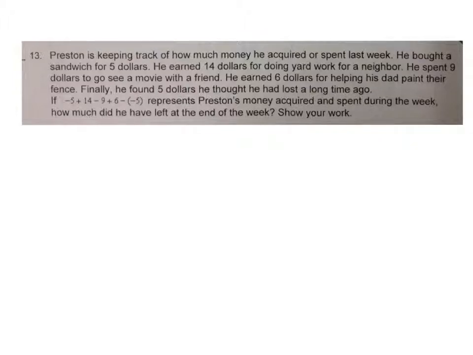Number 13, he is keeping track of how much money he acquired or spent last week. First, he bought a sandwich for $5. Okay, so if he started with $0 and then he bought a sandwich, that means he's at negative $5. Then he earned $14. So if I owe somebody $5 and I make 14, I'm left with $9. Then he spent $9, so now I'm at $0 again to go see a movie.